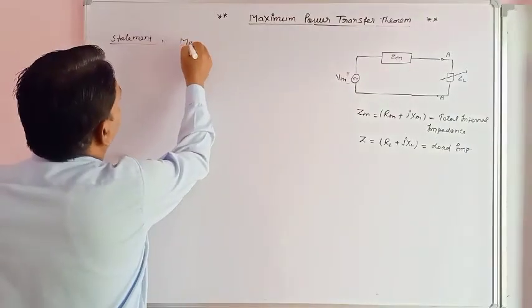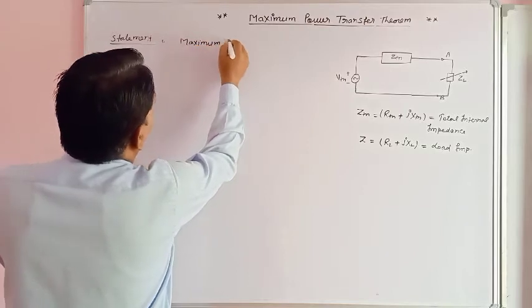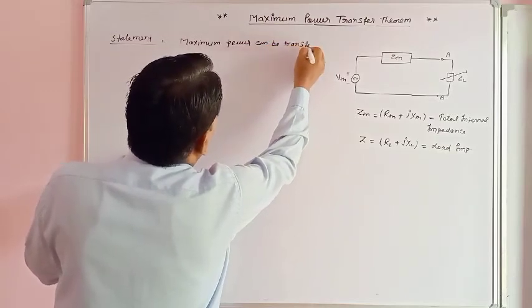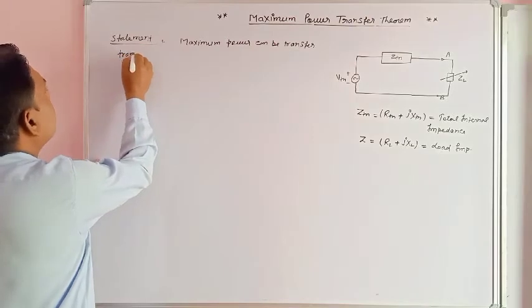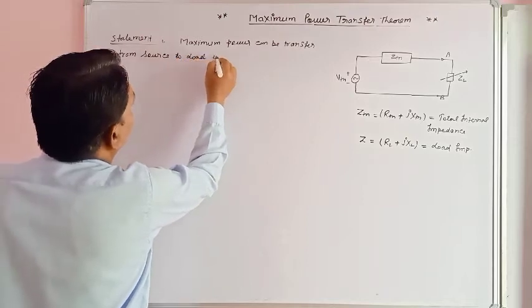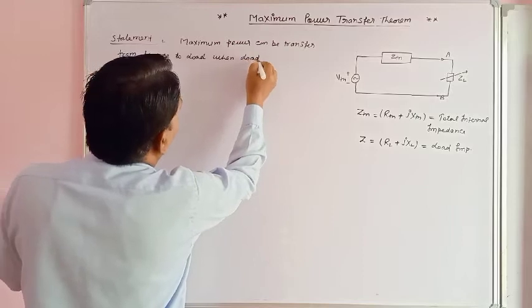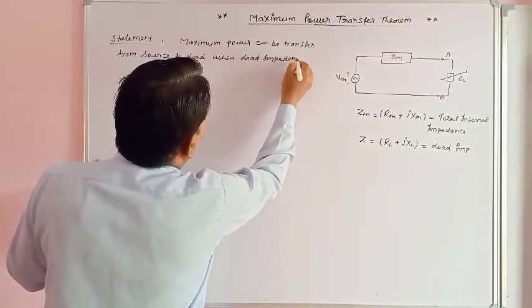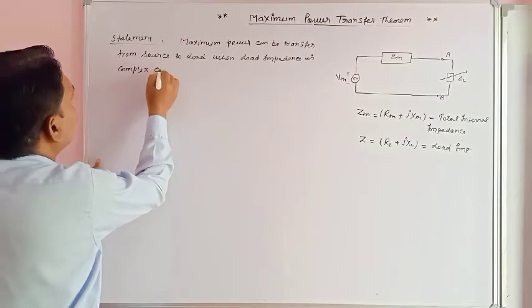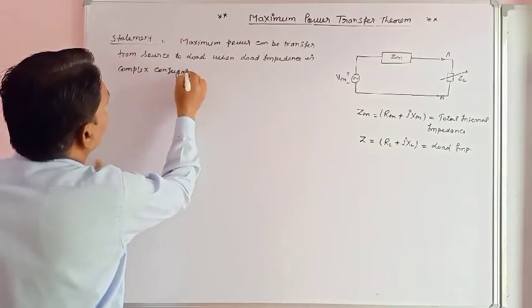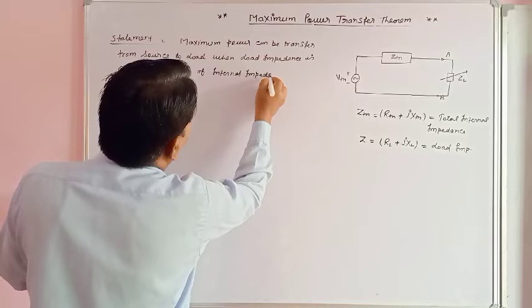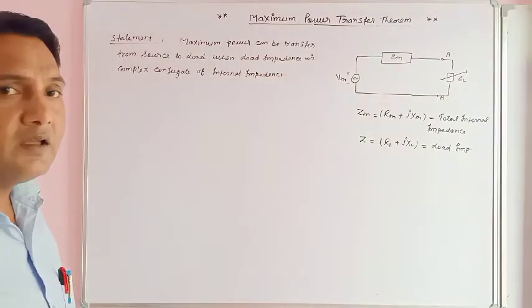As per the general statement, if the total load impedance is varying, we can say that maximum power can be transferred from source to load when the load impedance is the complex conjugate of the internal impedance. So we are taking here the general case.